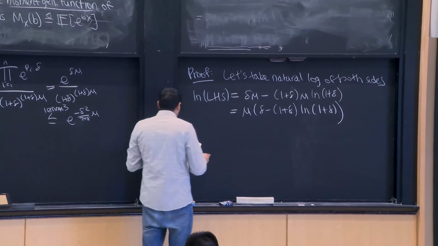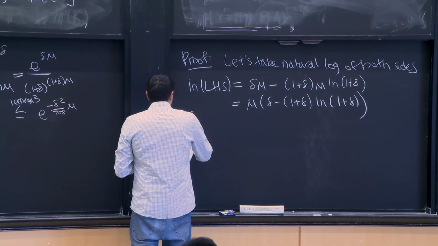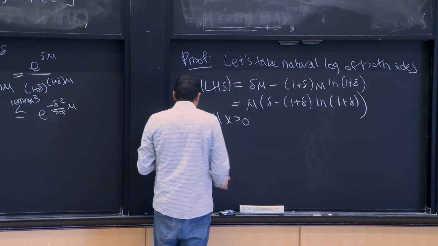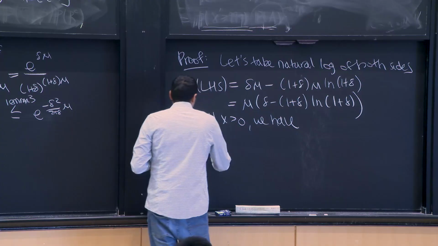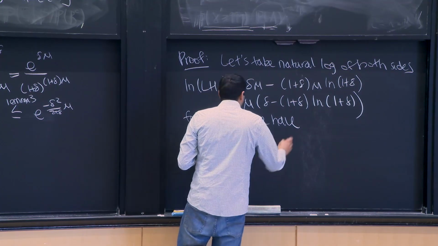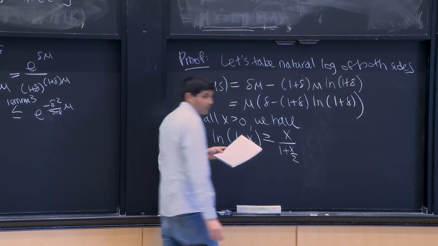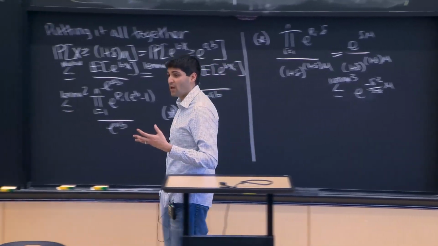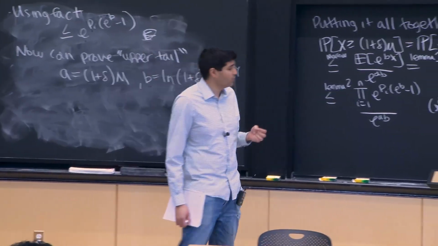And now we need our last basic fact that we're going to take advantage of, which is that I claim for all x that are strictly positive, we have the following bound. So the log of 1 plus x is lower bounded by x over 1 plus x over 2. So this is all very natural. I mean, I told you these things follow from the Chernoff bound, from calculus types of proofs.